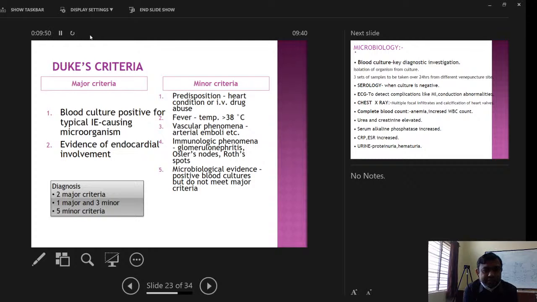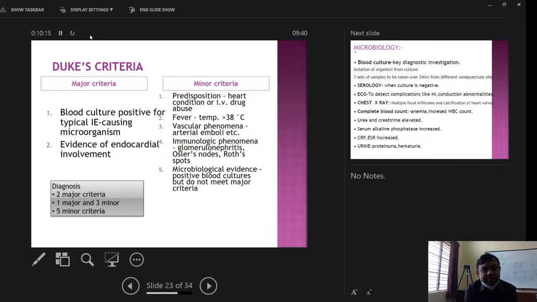The diagnosis is confirmed if the patient has 2 major, or 1 major and 3 minor, or 5 minor manifestations. The major manifestation is a blood culture positive for a typical infective endocarditis causing microorganism. At least 2 blood samples sent continuously, 24 hours apart, which may be positive. Then evidence of endocardial involvement on 2D echo.